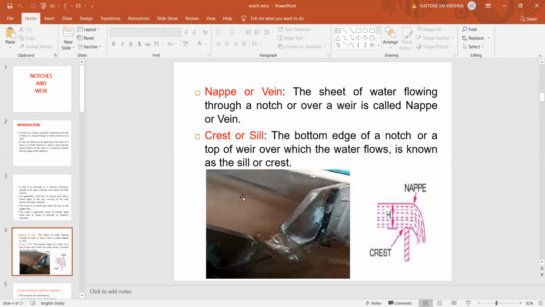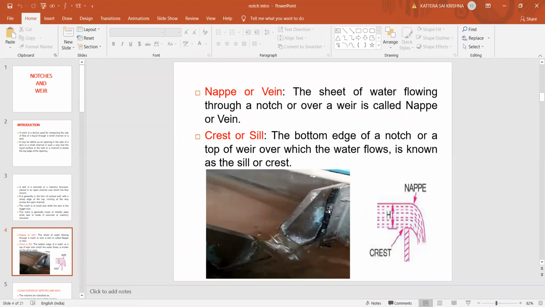So I'll show the image actually. If you see here, this is a diagram image which is taken from our lab. There will be a tank which is of U shape, like a channel or a canal. It will have a U-shaped tank-like structure with an opening at the top surface, and we'll place a plate like this. This is the V-shaped notch, nothing but a triangular notch.